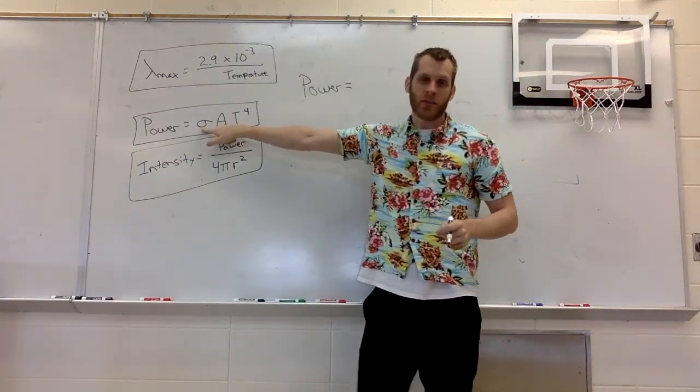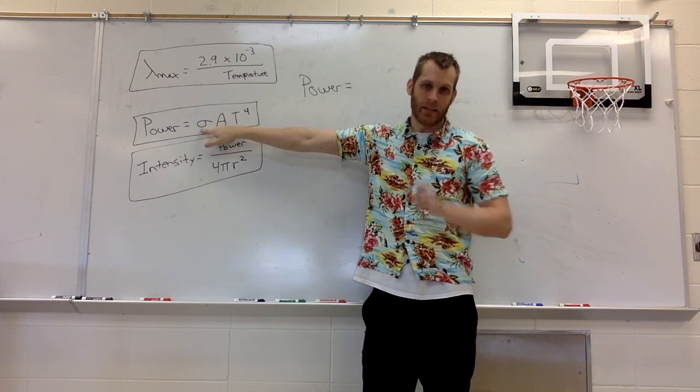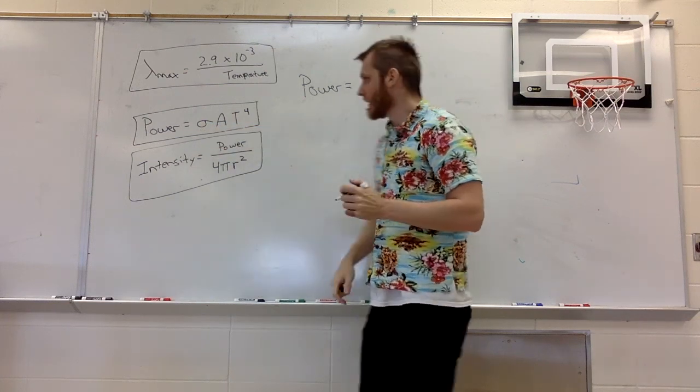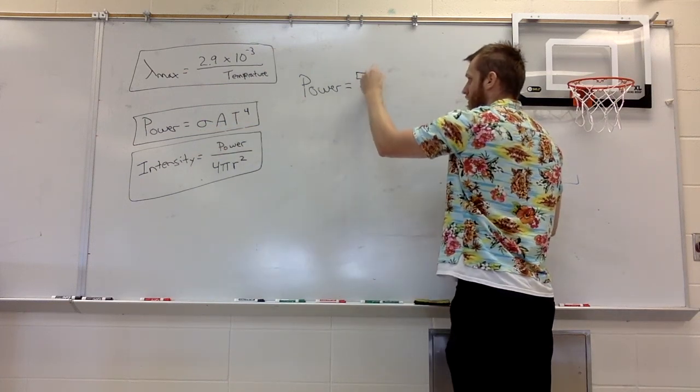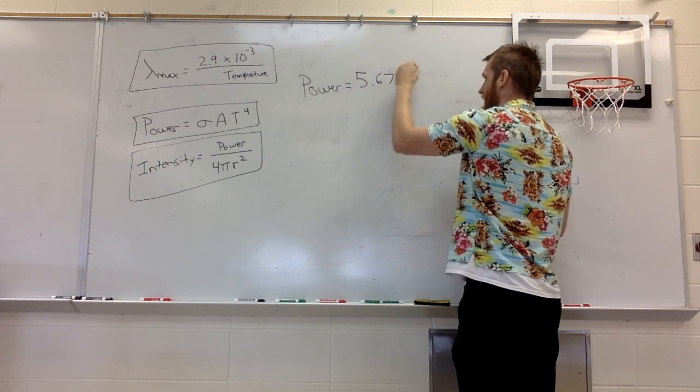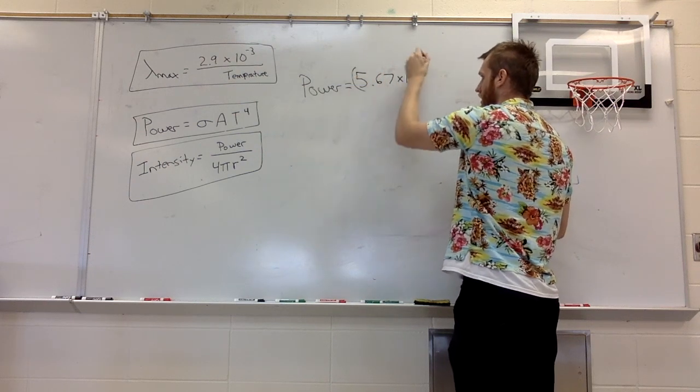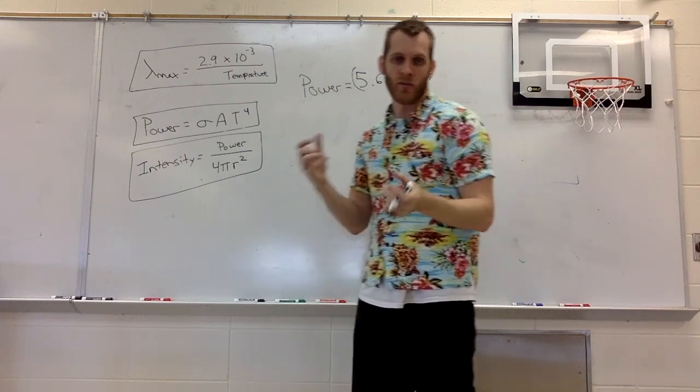This thing right here is called Stefan-Boltzmann's constant. It's a constant. It's in your formula packet. The constant has a value of 5.67 times 10 to the minus 8th. And basically it's just a constant to make the units work out. It's a conversion factor.